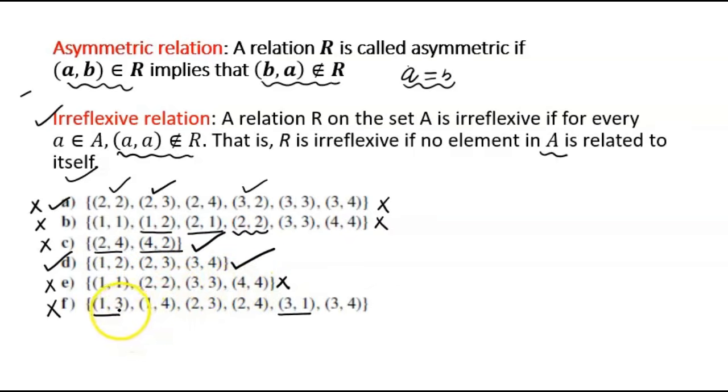And what about the last one? The last one, we don't have any element of a comma a type: 1 3, 1 4, 2 3, 2 4, 3 1 and 3 4. So this one is irreflexive. So there are three relations, represented by C, D and F, meaning example C, example D and example F. These are irreflexive. Let me write it in case you are creating your own notes.